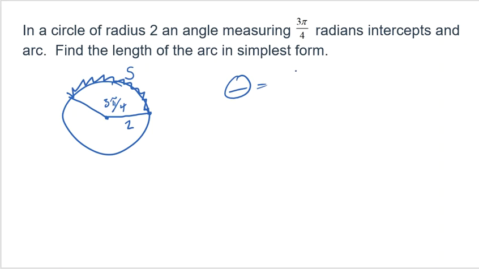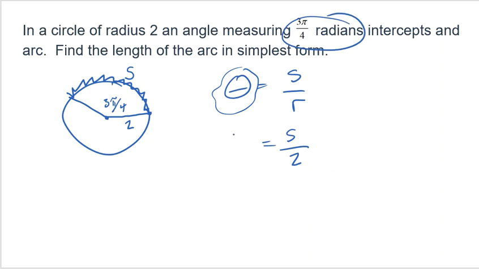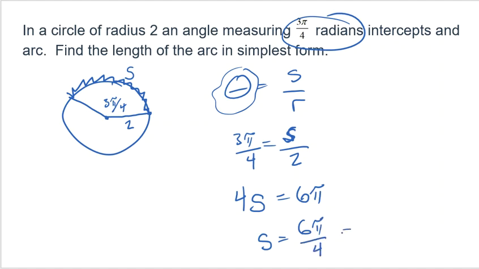So theta equals S over R, fill in the blank. I don't know what S is. I do know the radius is 2. And again, just make sure that this value has to be in radians, which it is, so I'm safe. If it was in degrees, I'd have to convert it, that's all. So 3 pi over 4. Now I'm going to go ahead and cross multiply. I get 4S, that's an S, not a 5, equals 6 pi. So S equals 6 pi over 4, which you could reduce to 3 pi over 2.